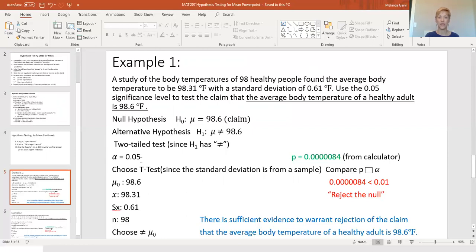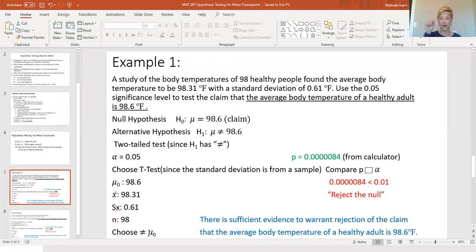Now I've got to decide which test to use. Well, I go back up here. They told me the standard deviation was 0.61, but it doesn't say S or sigma. Why did I decide it was S? Because this was the standard deviation for these 98 people, which came from a sample of a study. So if a value comes from a sample or a study, it's got to be S, not sigma, okay? So that's how I knew to choose t-test. Then remember, this mu sub 0 comes from your null hypothesis. They told me the mean and the standard deviation in my problem, and they told me there were 98 people for my total. My alternative had not equal to, so I choose not equal to, and I hit calculate.